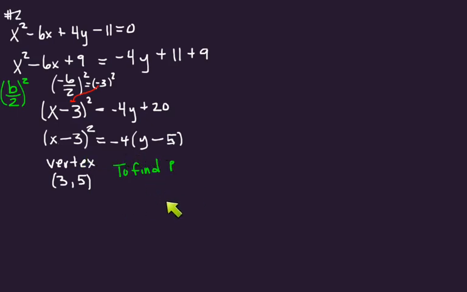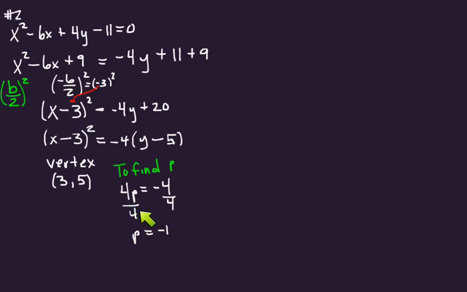Now to find p, I know the problem didn't ask you to do those two things, but just for practice, to find p, I take the value in front of the part that's not squared, and I set this thing equal to 4p. This was a big source of issues on the quiz. 4p equals negative 4, and then I just solve for p.